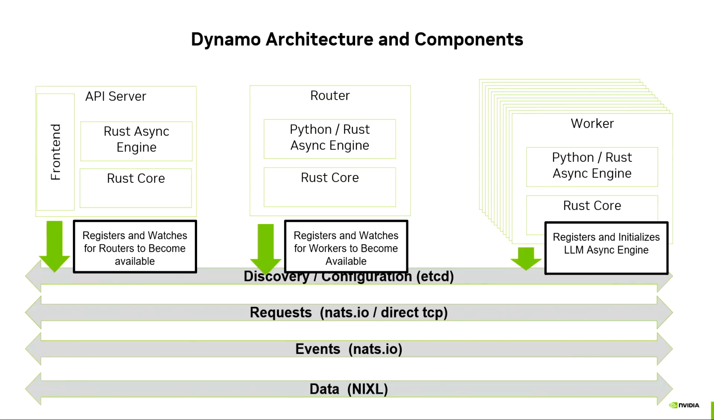So discovery. At the beginning, when the system starts up, each of the individual workers or components register and watch each other through the discovery plane. And today we're using etcd for this. Okay. So for example, the API server is going to register and watch for routers to become available. Because it's a totally dynamic system, right? So if it starts up and there's nothing there, it will wait. And if you send a request to it, it'll give you an error saying there are no routers available, right?